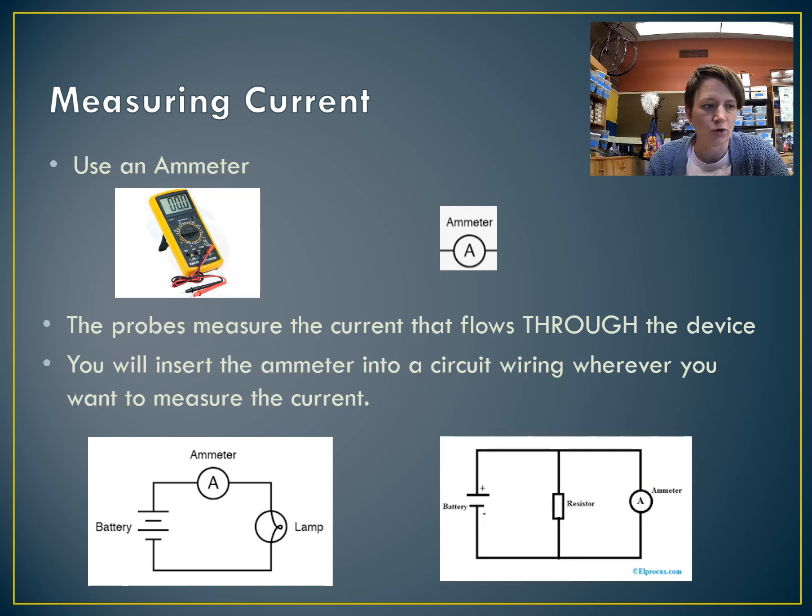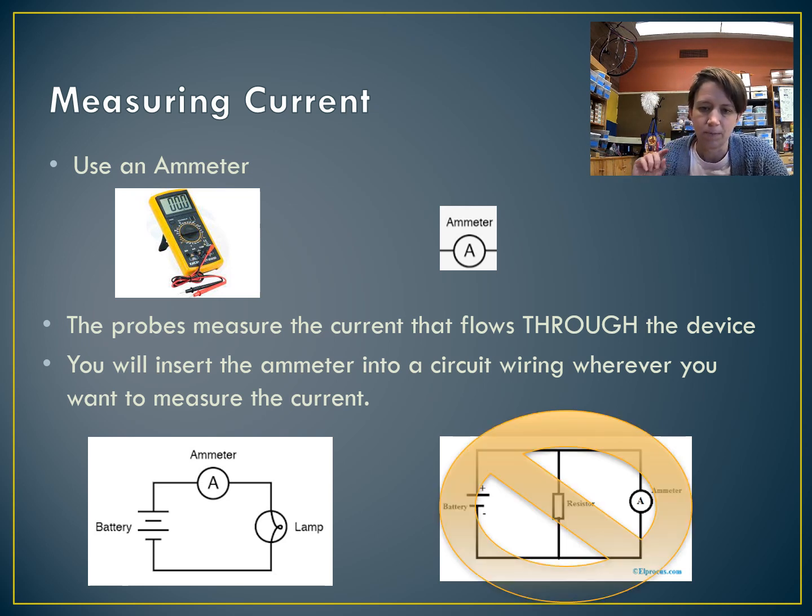If you try to attach your ammeter as shown in the diagram to the right, it's not going to measure the current through the resistor, because all of the electrons going through the ammeter are avoiding the resistor, they're going around it. So we don't want to hook up ammeters the way we hook up voltmeters.